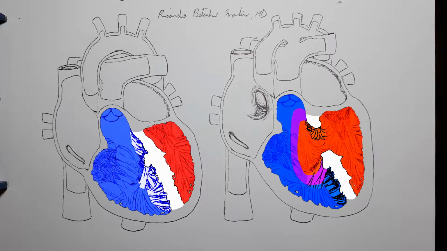A large hole will allow pressure difference to be completely eliminated, thus being called non-restrictive. Small defects will restrict the amount of blood that can be transferred between chambers, preventing pressure difference from disappearing. They are for this reason called restrictive VSDs.